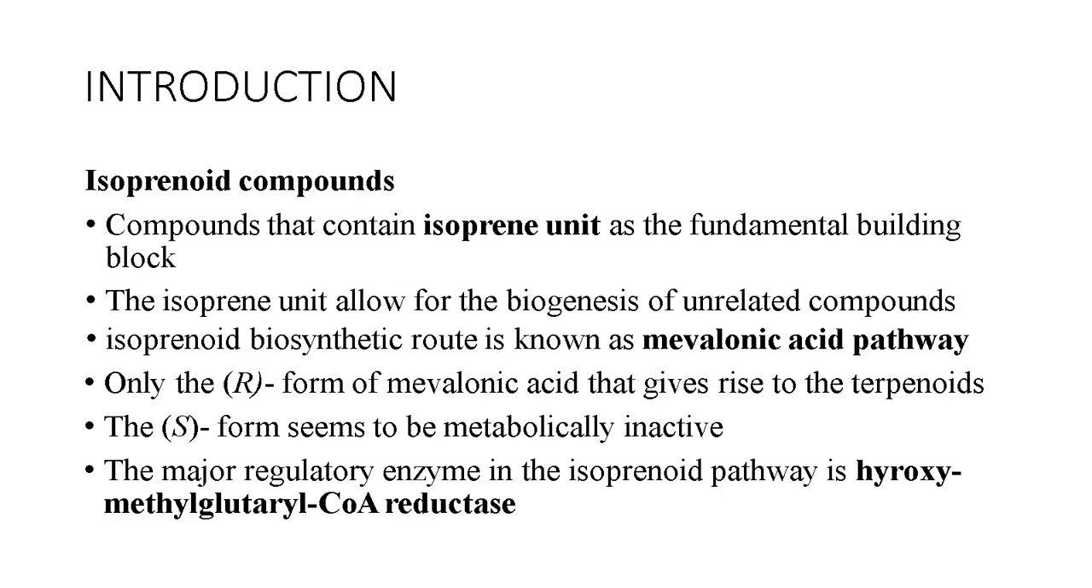And there are 2 forms, the R and S, but the R form of mevalonic acid is the one that gives terpenoids. The S seems to be metabolically inactive. The major regulatory enzyme in the isoprenoid pathway is the hydroxymethylglutaryl CoA reductase.